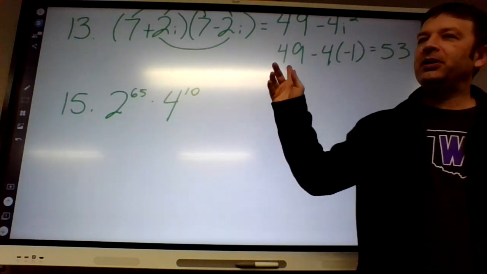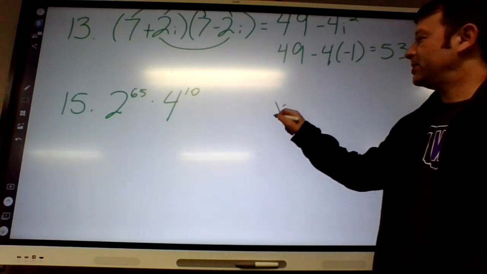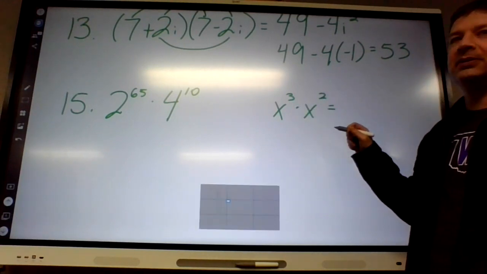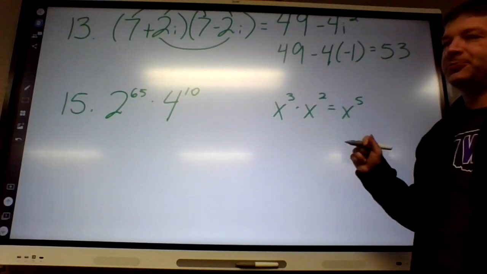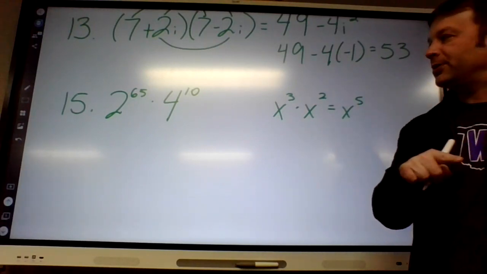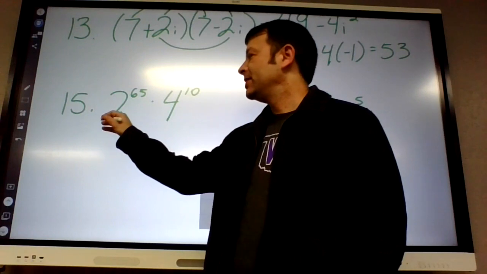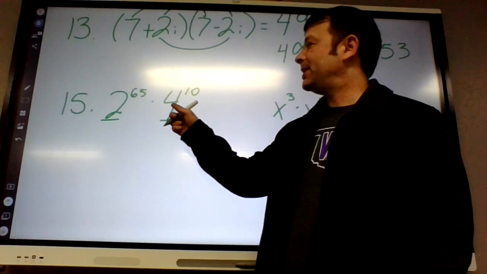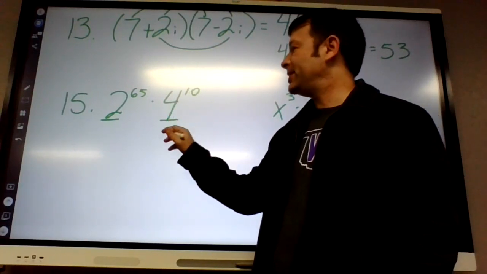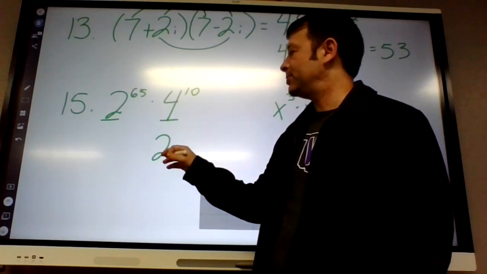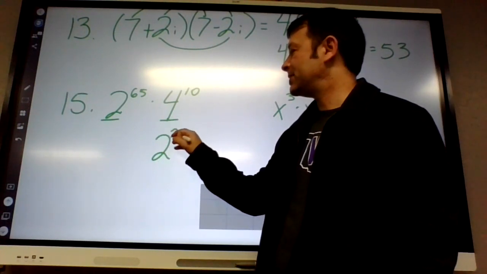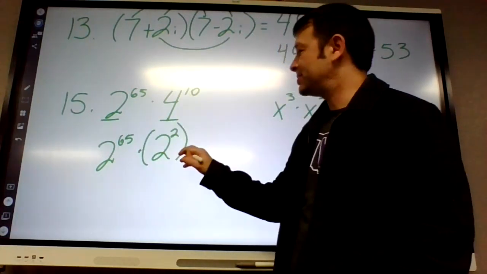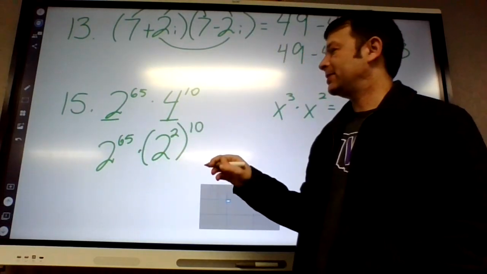Okay. Do you guys remember the rule for this? What's x to the third times x to the second? X to the fifth. Right, you add the exponents. But that trick only works if the base is the same. So these bases are not the same, so we cannot add their exponents. But I can change 4 into a base 2. 4 is 2 to the what? 2 to the second. So I have 2 to the 65th times 2 to the second, to the 10th.